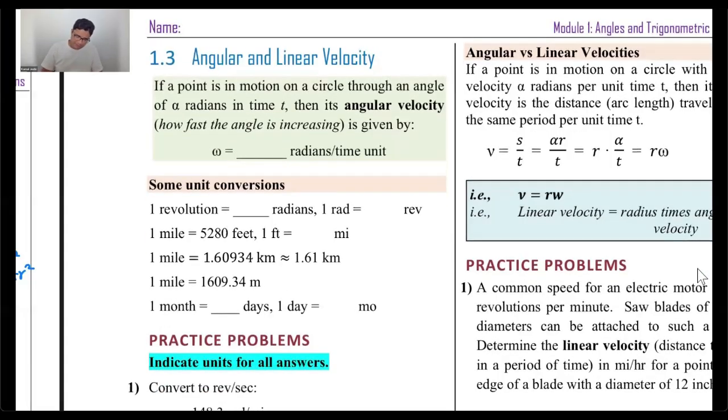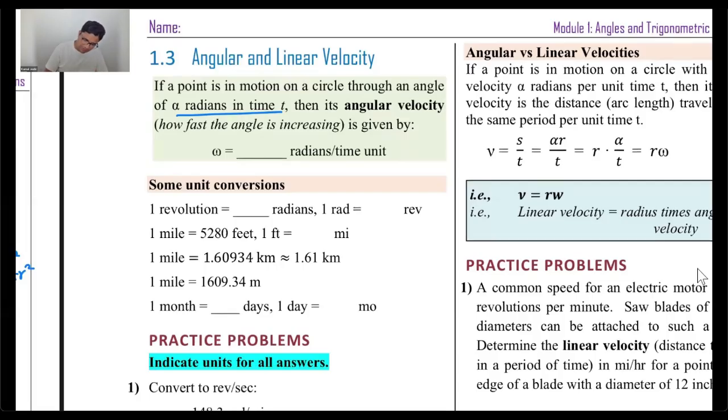If a point is in motion on a circle through an angle alpha in time t. So here, I have not left many blanks here. So you can highlight or circle when I do underline or highlight any component here, so you will know what is being emphasized and stay active when you're taking the notes.